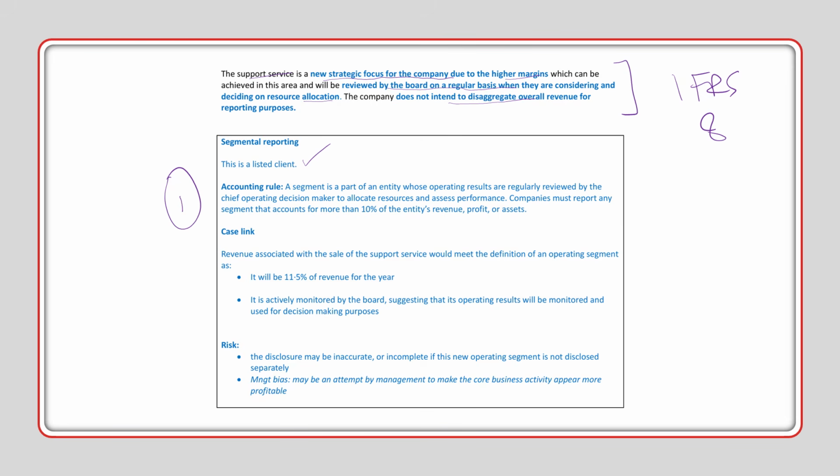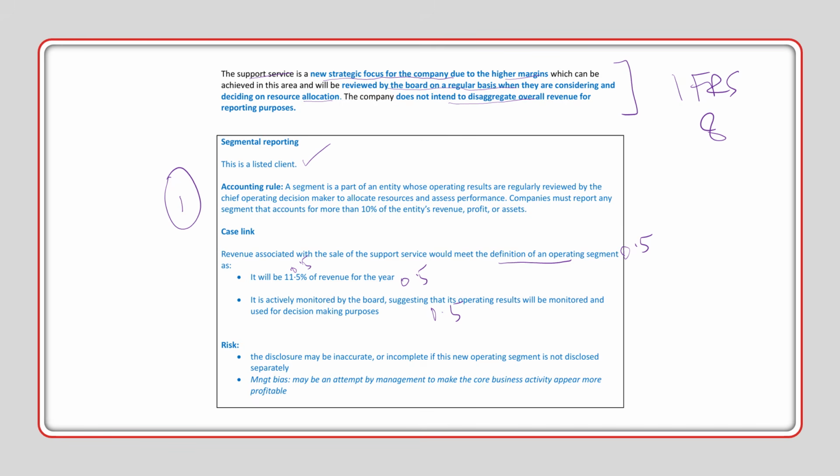I can now start my scenario linkage. I'm going to get half a mark for saying it does meet the definition of an operating segment because the total revenue is going to be 11.5% of the revenue, and it is being actively monitored, suggesting that the results will be looked at for decision-making purposes. So I'm saying it is an operating segment and then I'm justifying it. And I am then, of course, getting my calculation marks in addition to this.